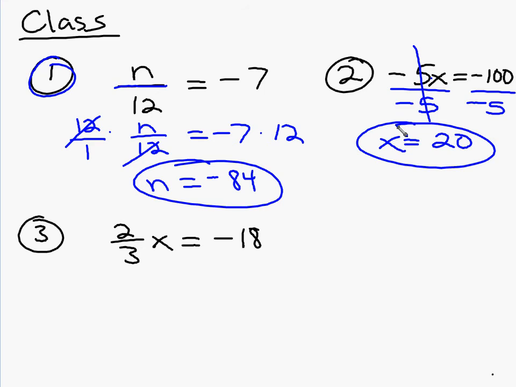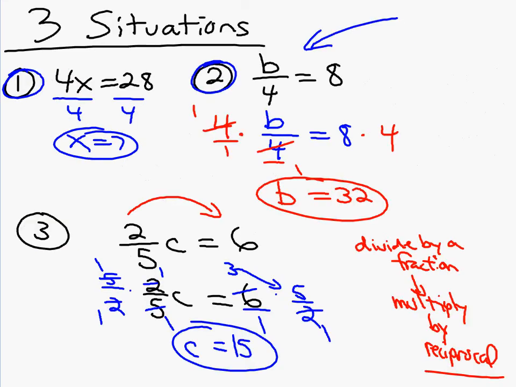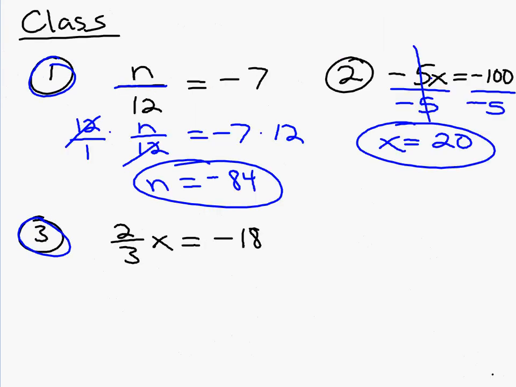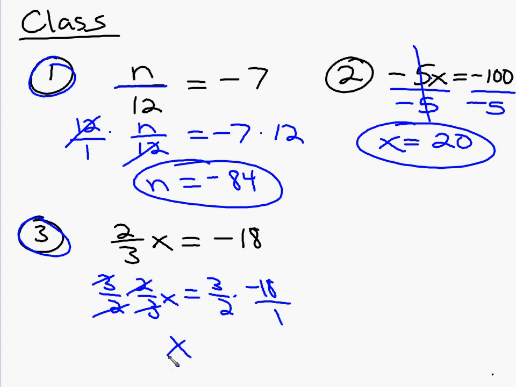The third problem, number 3, is just like situation number 3, where I need to multiply by the reciprocal. What's the reciprocal of 2/3? 3 over 2. So 3 over 2 times this side, and don't forget 3 over 2 times this side, but I need to put the whole number over 1. Now the reason I do that is because on the left side, it gets the x by itself. Everything factors out, so I just have x.